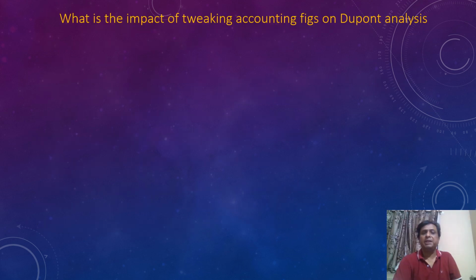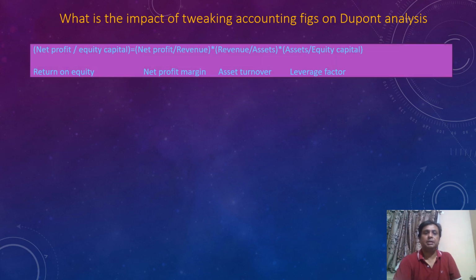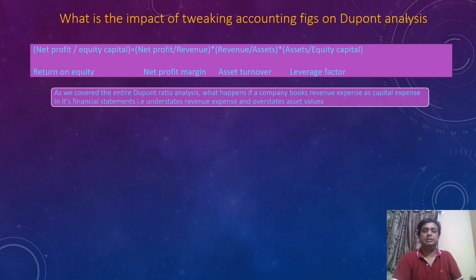Now, what is the impact of tweaking accounting figures on Dupont analysis? The Dupont return on equity is given by the multiplication of net profit by revenue, into revenue divided by assets, into assets by equity capital. That is the multiplication of net profit margin, asset turnover and the leverage factor.